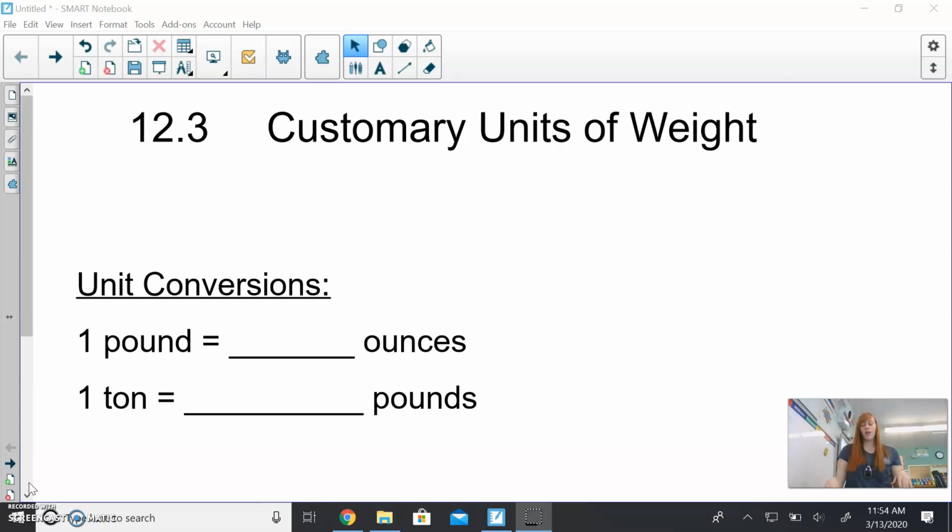Today we are going to be working on lesson 3 in chapter 12, which is customary units of weight. So just like yesterday, if you want to follow along, you can find the chapter 12 lesson 3 notes in the notes section of Google Classroom. All right, here we go.